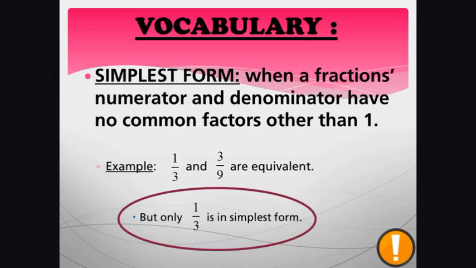With that being said, we need to talk about what it means when a fraction is in simplest form. It's when a fraction's numerator and denominator, so the top number and the bottom number, have no common factors other than 1. So take a look at this example. We have 1/3 and 3/9. They're equivalent fractions, but 1/3 is in simplest form because 1 and 3 are prime numbers. We've talked about this before. Prime numbers are only divisible by 1 and itself. So 1/3 would be the fraction that's in simplest form.